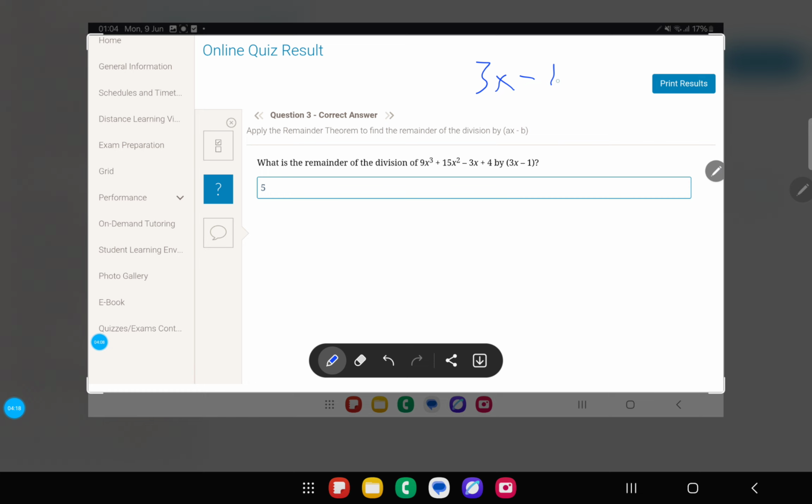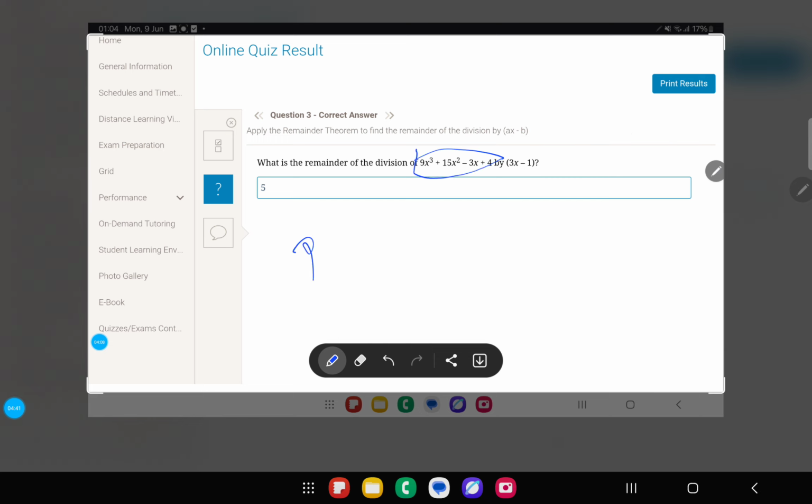Since it was 3x minus 1 equals 0, we just flip negative 1 to the other side. We get 3x equals 1. Now we want to solve for x to get the root, right? Divide by 3 on both sides. You get x equals 1 over 3. Now that we got the root as 1 over 3, we just, again, substitute it in the equation.